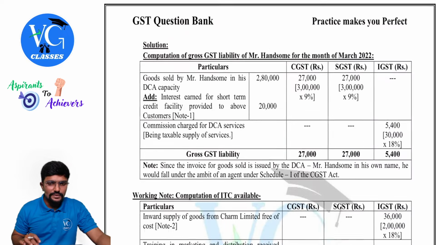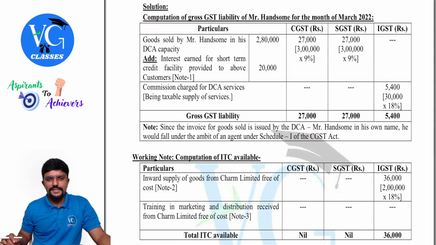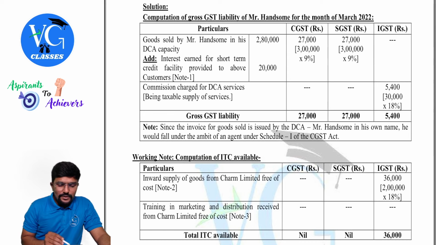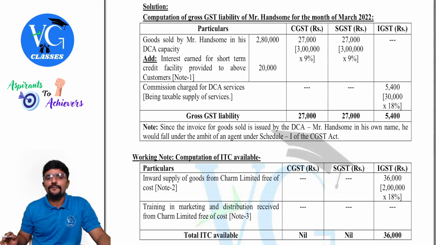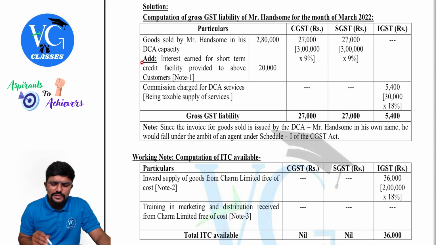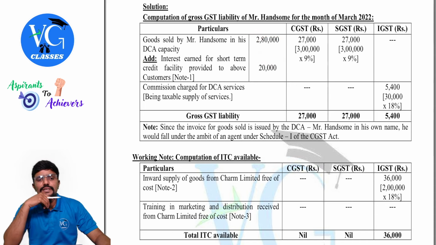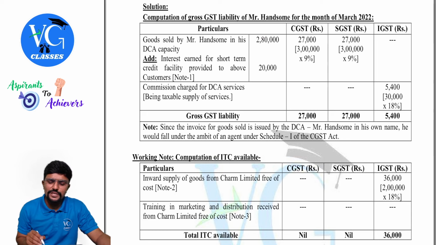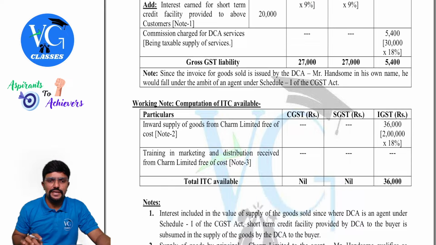Okay, 6 marks question. Let us read it. First, outwards. Computation of gross GST liability of Ansem for the month of March. Goods sold by Mr. Ansem in his DCA capacity, 2,80,000, on that 9% each CGST and SGST, guys. Then, are we adding even this? Yes, 280 plus 20. You have to take interest earned from short-term credit facility provided to the above customer. Sir, is it included in the value of supply? Yes. So that is why we have taken the total value of supply as 3 lakh.